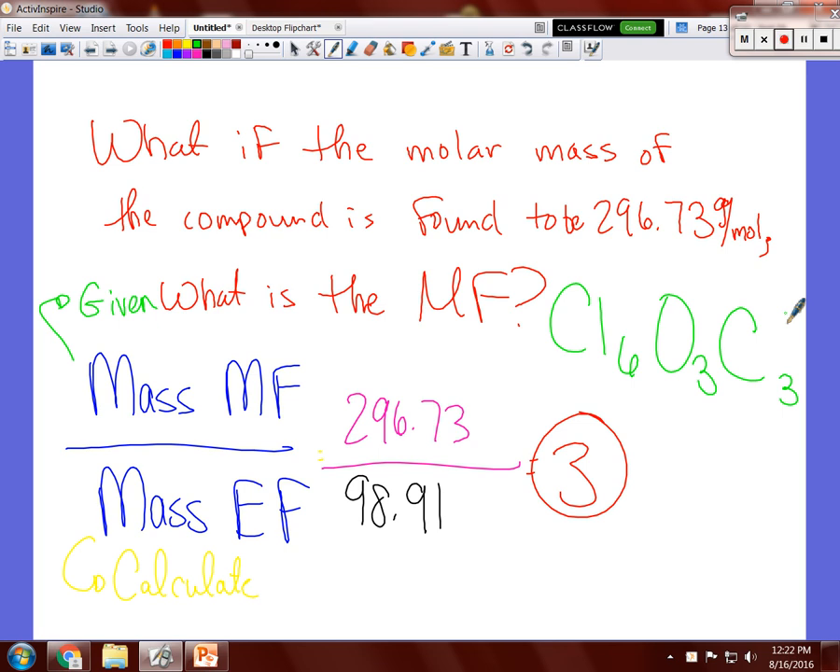They're two different compounds. Now, this is important to make a note of. Is it possible for the empirical to also be the molecular?